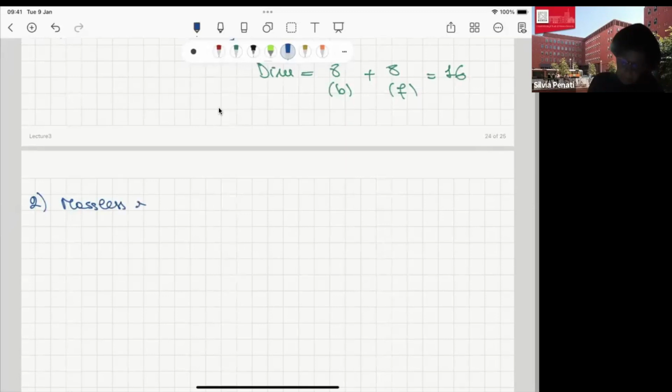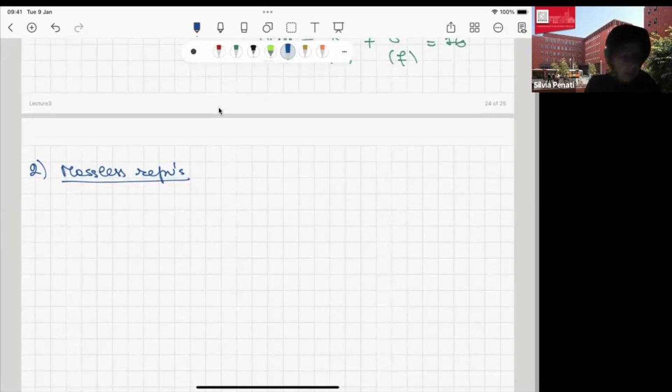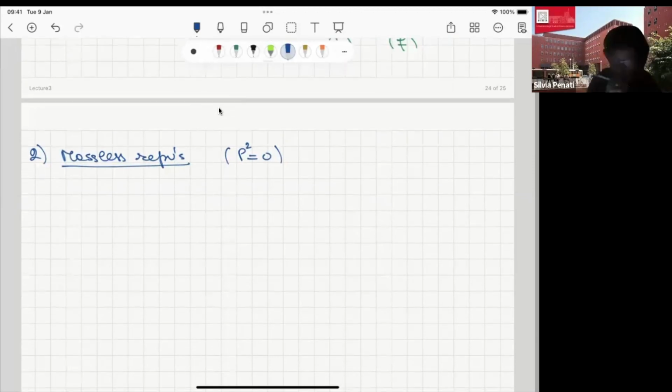massless representations. So what I want to do now is to start with the state which describes a massless particle. Remember, for a massless particle, p squared is equal to 0. Therefore, I cannot go to the rest frame, but what I can do is to choose what people call the standard frame.